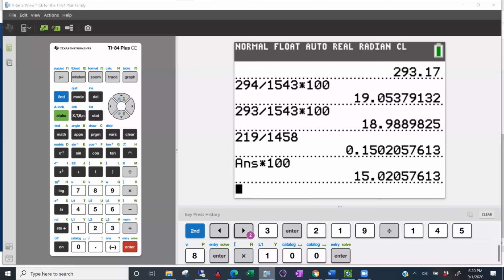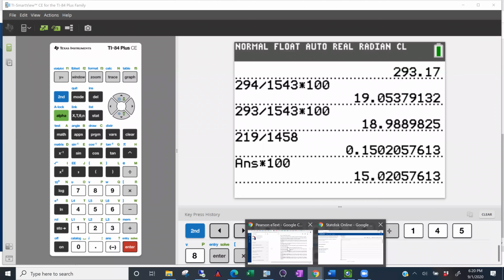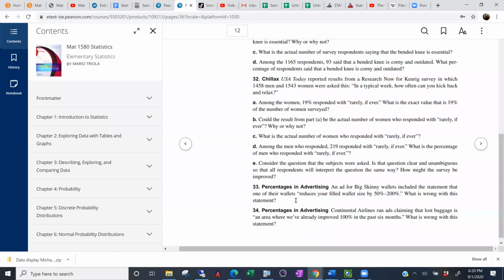So let me go back to that page. Considering the question that the subjects were asked, is the question clear and unambiguous so that all respondents will interpret the question in the same way? How might the survey be improved? So the second part is kind of hinting that, you know what, there is some issue with the first part. So let's take a look at the first part.